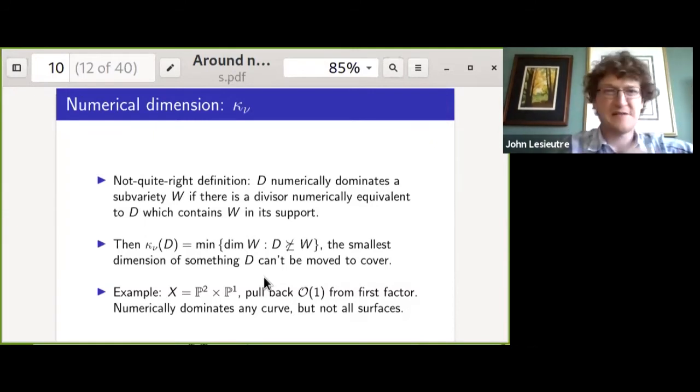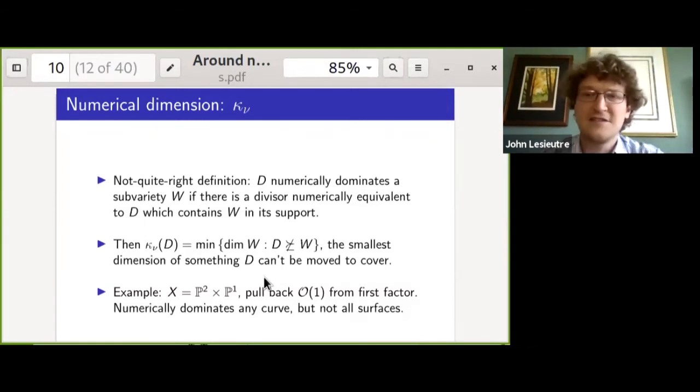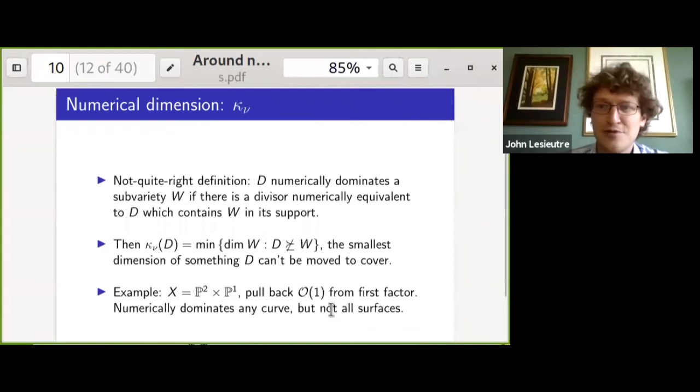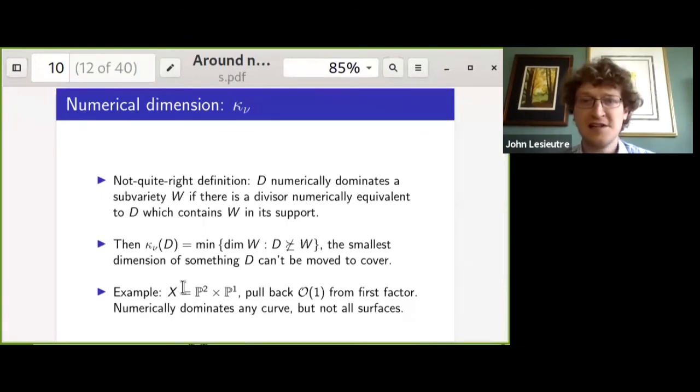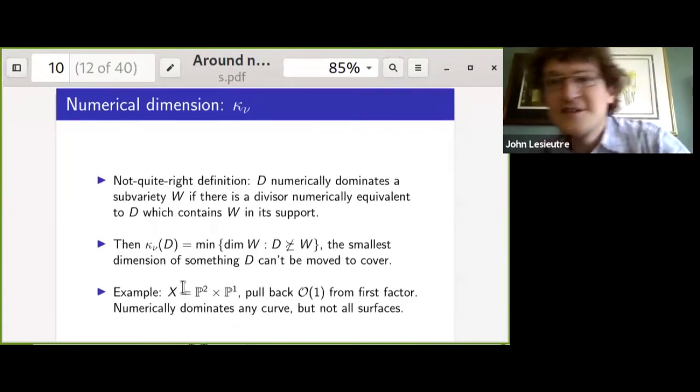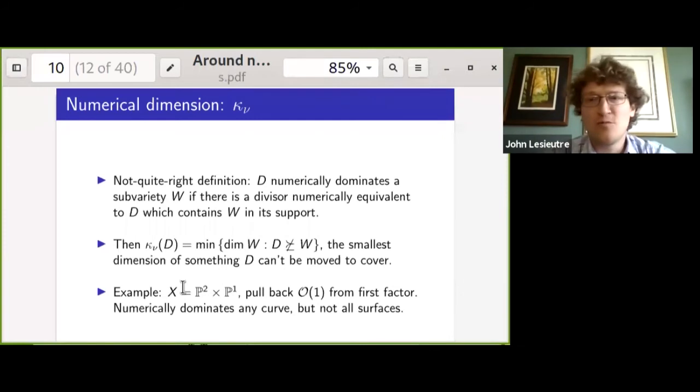Well, okay, maybe let me not do that. So let me just say in words how this one works. Imagine you take P2 cross P1, and your divisor D is the pullback of O(1) from P2. What do divisors numerically equivalent to D look like? Well, we're going to allow R-divisors, so you could also be numerically equivalent to D by being 1 over M times something numerically equivalent to MD.